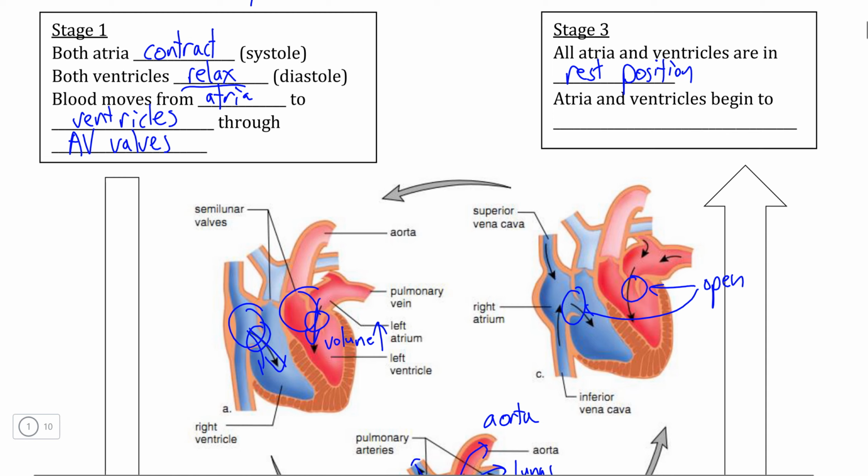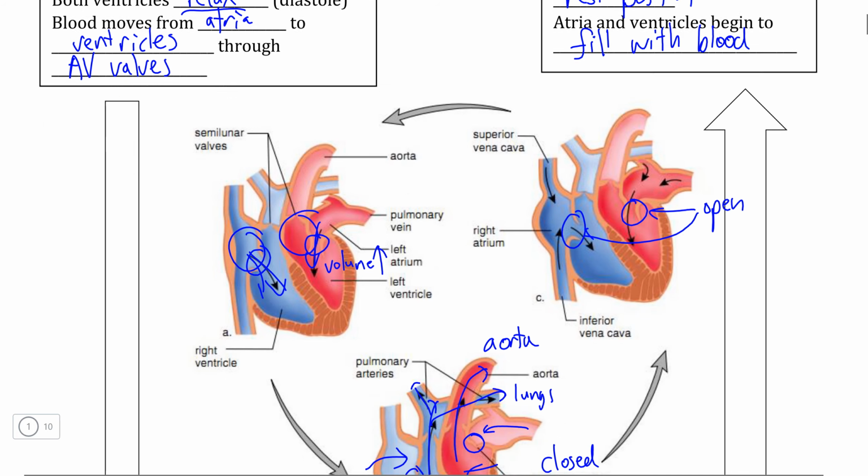Here we can see that the atria and ventricles are beginning to fill with blood from outside of the heart, and once the atria are sufficiently full, the atria contract and push blood downward into the ventricles, beginning the cardiac cycle once again.